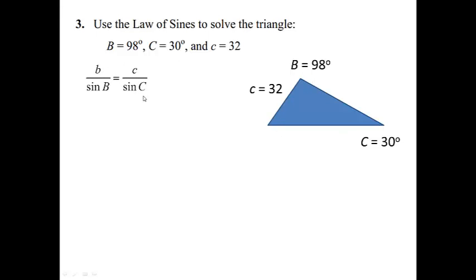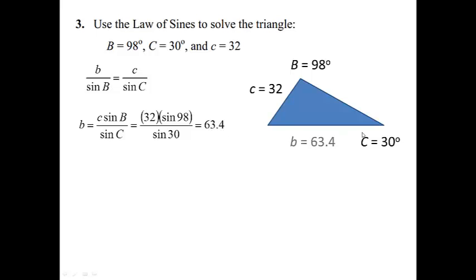So first, I'm going to use the law of sines because I have a pair. I have a C and a C. So there's my pair. And that means I can get this pair. So I can get side B. Since I'm solving for the side, I like to put the sides on top and the sine of the angles on the denominator. Rearranging this with a little algebra, putting the sine of B on this side, putting this in my calculator, I get 63.4. So that's side B.